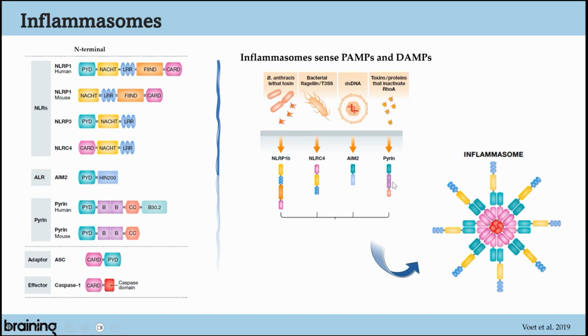So it means that the sensor will recruit the adapter protein. Usually the adapter protein is the one called ASC. And through the CARD domain of ASC, procaspase-1 is going to be recruited. So the complex has the sensor domain, the adapter domain, and the effector domain, that is the inflammatory caspase-1.